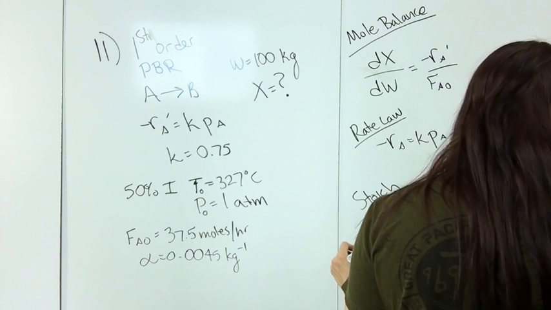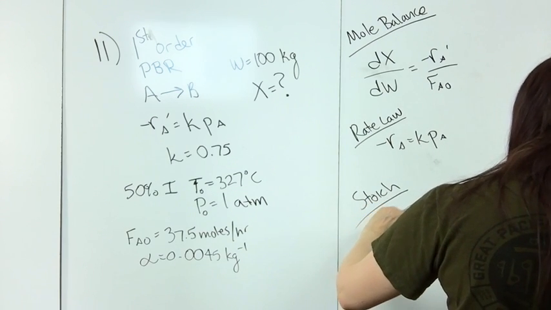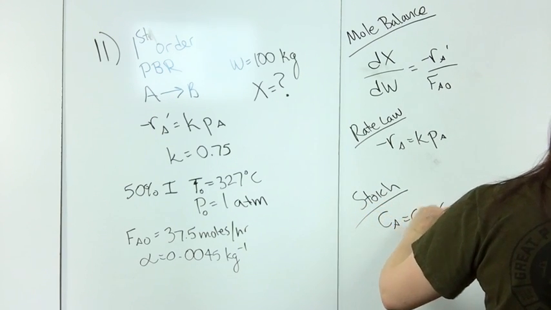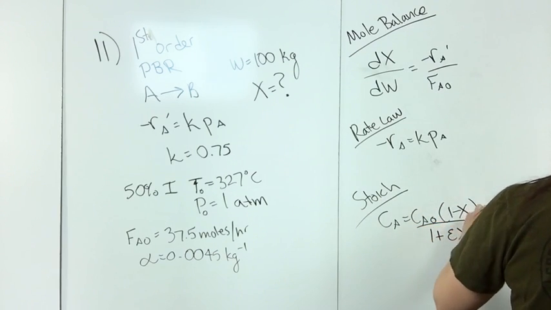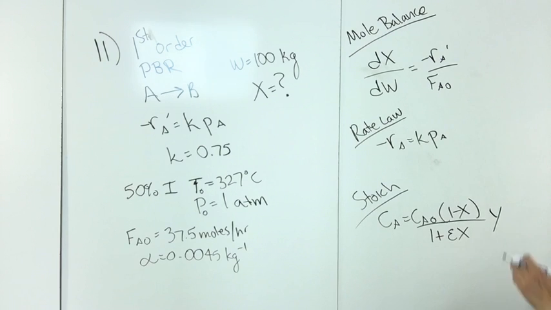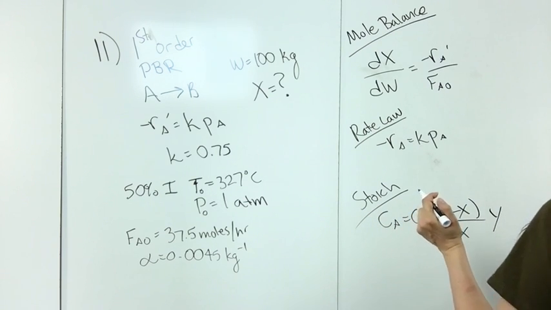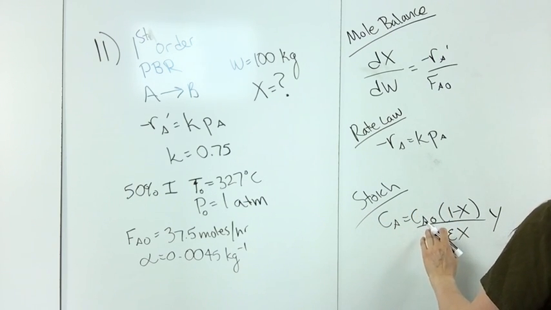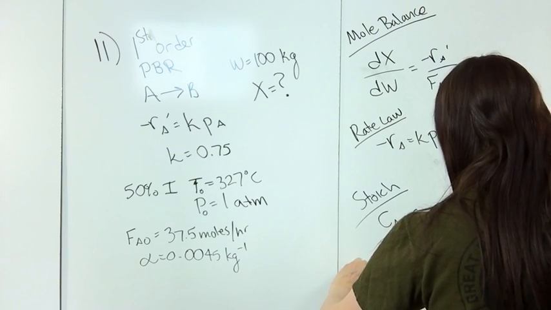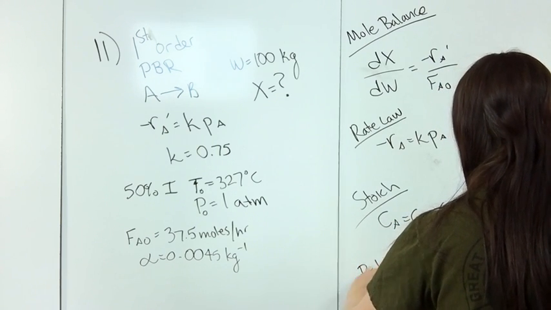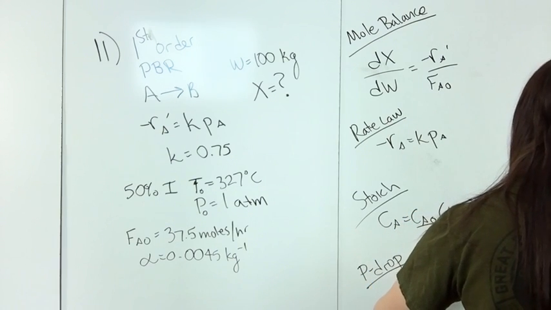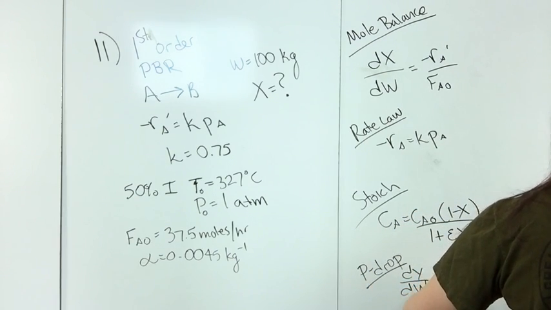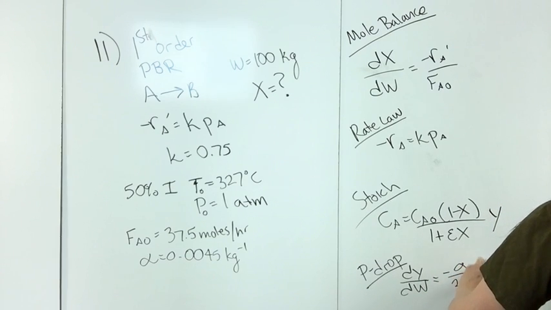Next is stoichiometry, and you have Ca equal to Ca naught (1 minus X) over (1 plus epsilon X) times y. And remember, y is there because you have the pressure drop. So the pressure drop equation is dy/dW equal to minus alpha over 2y times (1 plus epsilon X).